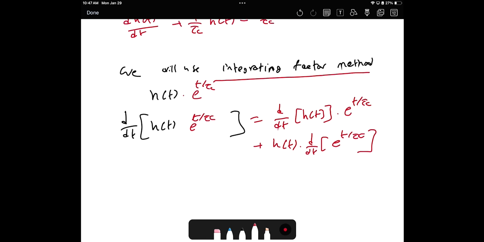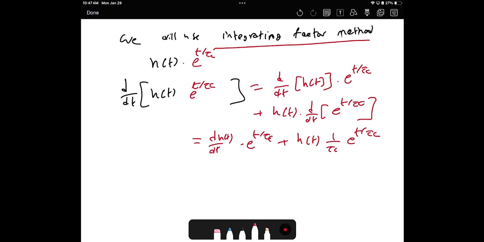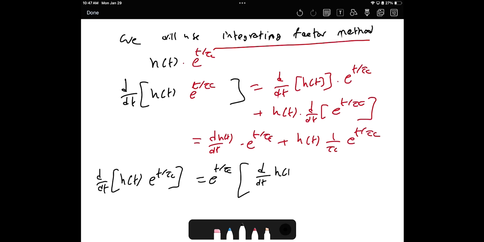After doing the derivative, we get d by dt h of t times e power t over tau c plus h of t times the derivative of the exponential, which is 1 over tau c times the exponential itself. So I'm going to take e power t over tau c as a factor. This yields d by dt of the term h of t e power t over tau c equals e power t over tau c as a factor, times d by dt h of t plus 1 over tau c h of t.